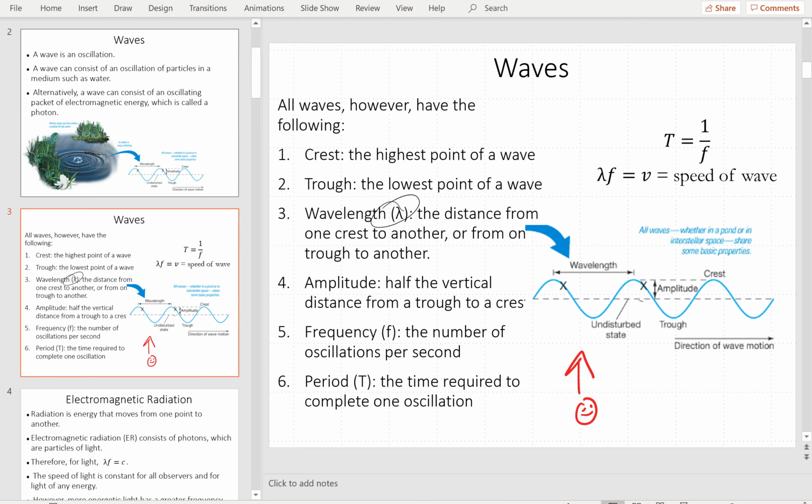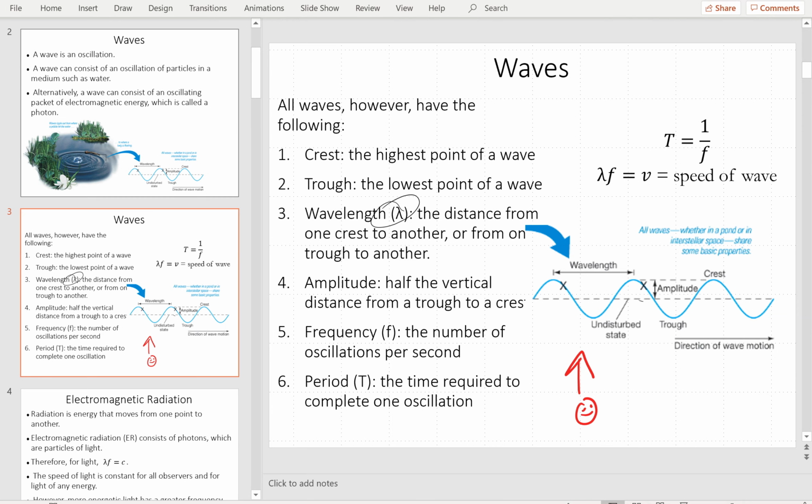How is the frequency related to the wavelength? Well, if I take the number of oscillations per second, which is the frequency, and I multiply by the wavelength, that will give me the speed of the wave. Which makes sense because if a wave is moving up and down very quickly, you would think it's moving fast.